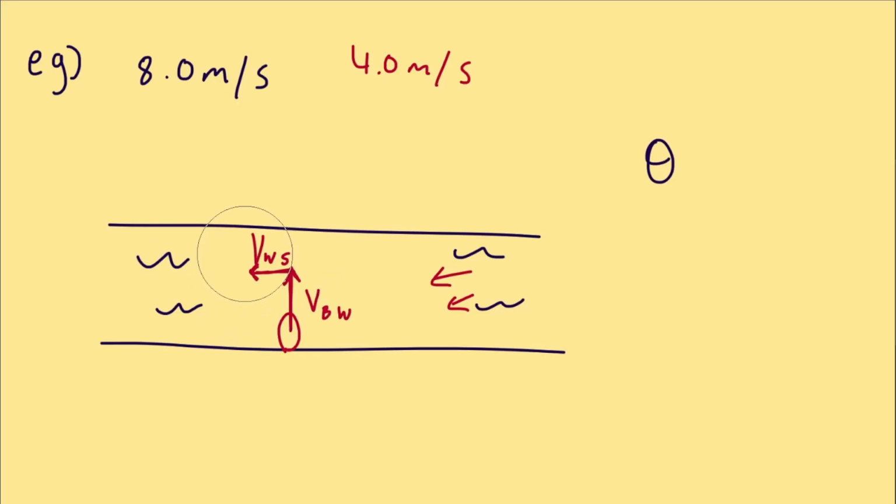So let's get rid of this water velocity, and let's move it here this time instead. Now we'll connect the vector like this, and that is what we're looking for. We're going to call it the velocity of the boat with respect to the shore. So the boat is supposed to go in the direction of VBS. Let's go and solve for the angle that we should travel at.